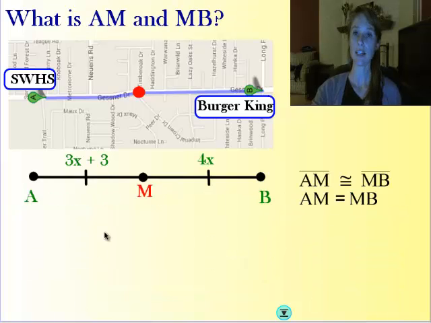Okay, great. Let's use what we've just learned to solve a problem. So we have midpoint M, and these tick marks tell us that line segment AM is congruent to line segment MB.